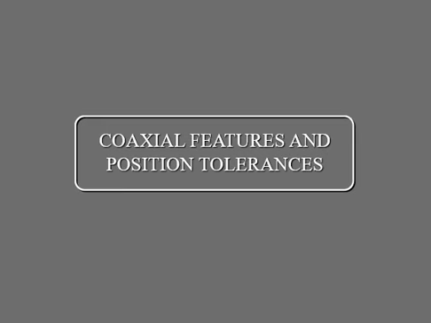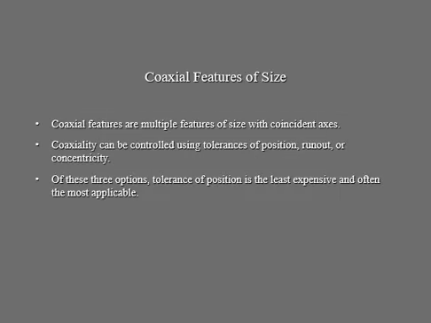Okay, so let's get into coaxial features and position tolerances. Coaxial, every time you see the "co," it means you're dealing with multiple features. Therefore you have a coincident axis, sharing the common axis. Your coaxiality you can control by using the tolerances of position, runout, or concentricity. These are all the tolerances that are going to control your coaxiality.